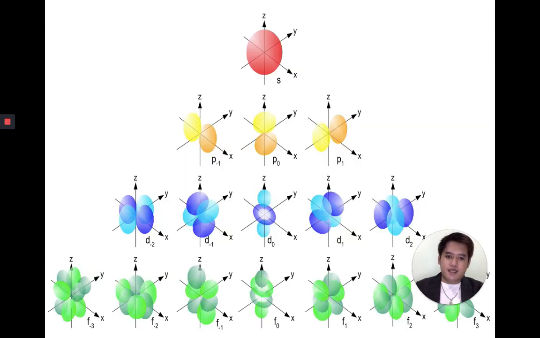Okay, and this is now our maybe summary. If you try to look at it, these are the ML numbers, the magnetic quantum numbers. For S, you can just have 0, but for P you have negative 1, 0, positive 1. For D, negative 2, negative 1, 0, plus 1, plus 2, so on and so forth.